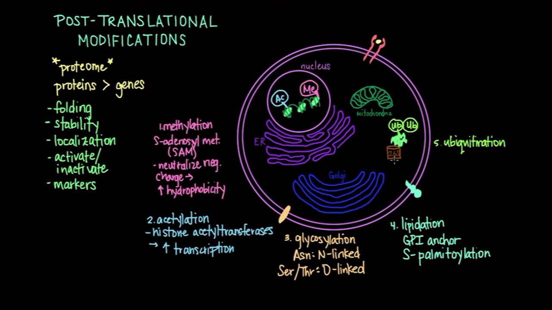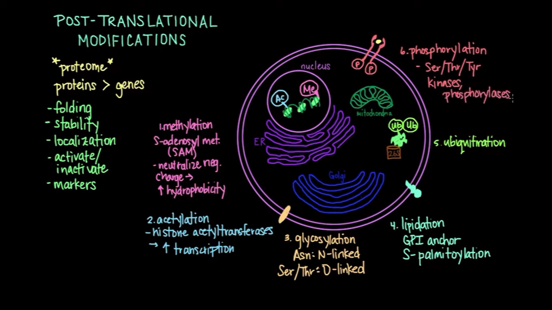Next up is one of the most common post-translational modifications that you'll come across, and that's phosphorylation, which is a reversible modification that occurs principally on serine, threonine, or tyrosine residues, and is used to regulate proteins that play a role in a vast array of cellular processes, including signal transduction pathways, the cell cycle, cell growth, and apoptosis. Protein kinases are the enzymes that help facilitate the phosphate group transfer, and phosphorylases help to remove them.